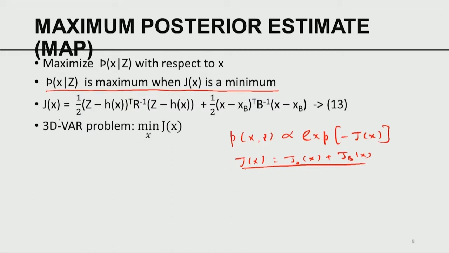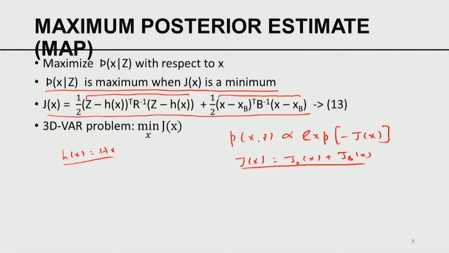Therefore, the algorithm reduces to minimizing this term. This is the background term. This is the observation term. When h of x is equal to linear h of x, both the terms are quadratic. Even if h of x is not equal to h linear, the first term could be nonlinear, but the second term is still quadratic. I am interested in minimizing j of x, which is given in 13.